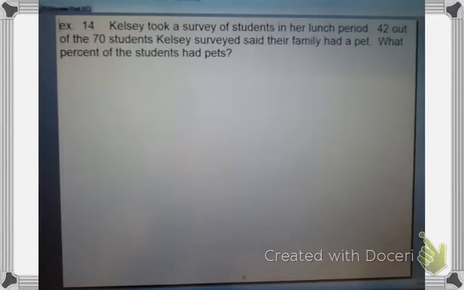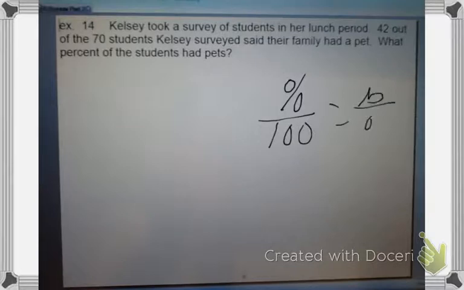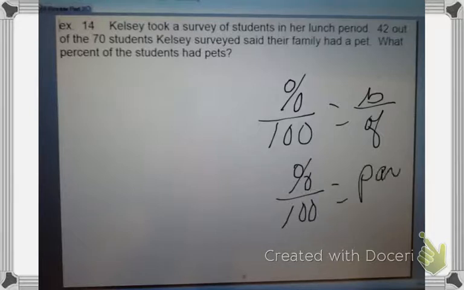Example 14. Kelsey took a survey of students in her lunch period. 42 out of the 70 students Kelsey surveyed said their family had a pet. What percent of the students had pets? I like to use the formula. It's very similar to percent over 100 is equal to is over of, but instead of is over of, we are going to use percent over 100 is equal to part over whole.